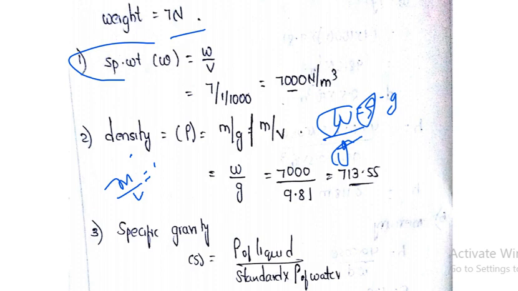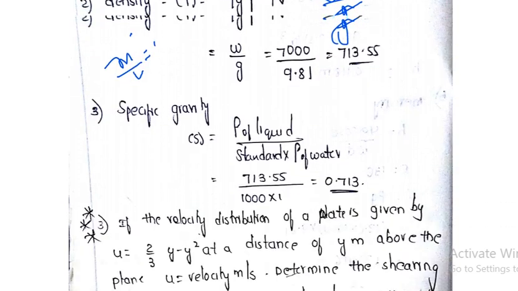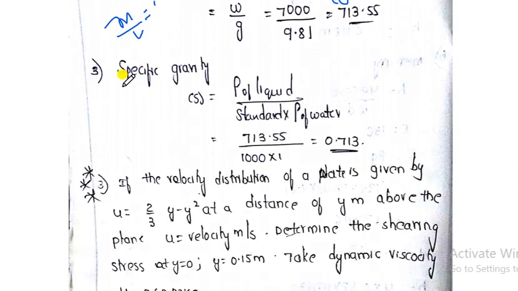Similarly, specific gravity, in some questions specific gravity is also given as relative density. So no need for confusion, specific gravity is the same as relative density. The formula is density of liquid by density of standard fluid. We have already calculated the density of the liquid, that is 713.55 divided by 1000, so the specific gravity is 0.713. So hope this numerical is also clear to you.